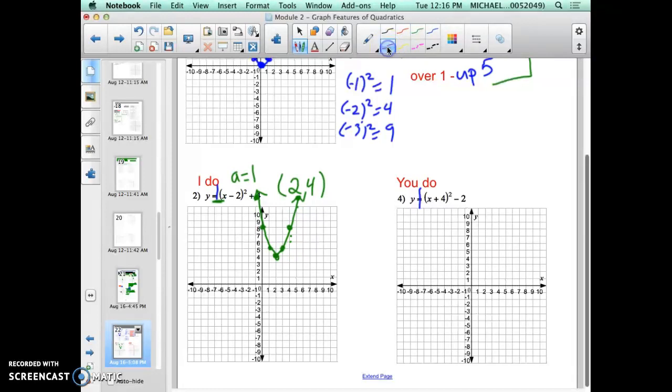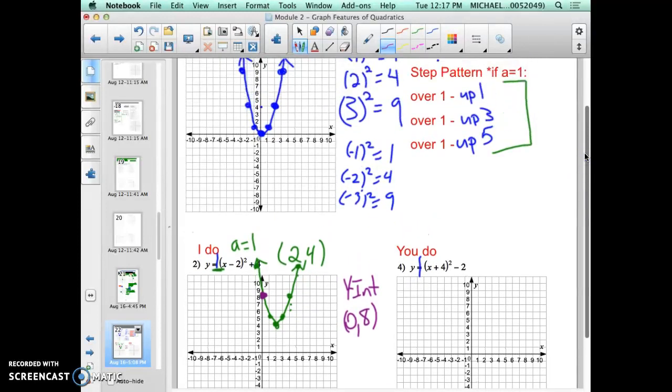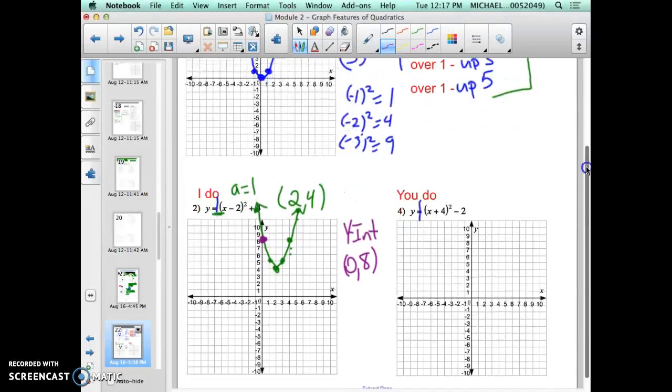If you notice now, because we drew it perfectly and accurately, we do have a graph feature. We have a y-intercept. We have discovered that the y-intercept is (0, 8). Because we were able to graph it correctly, it gave us a perfect image of where the y-intercept is. And so now I have mastered Objective 2. I have used the step pattern if A equals 1 to draw my graph based off of the pattern that exists: up, over 1, up 1, over 1, up 3, over 1, up 5.